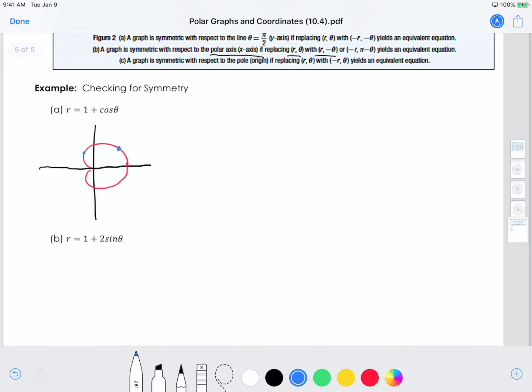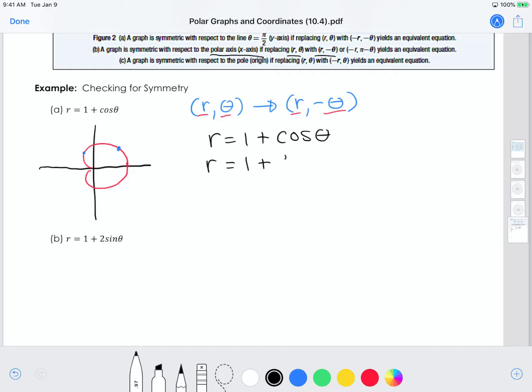So I'm going to take r, theta and replace it with r and negative theta and see if I get the same equation back. If you notice, r doesn't change, but I replace theta with negative theta. So I'm starting with the equation r is equal to 1 plus cosine theta, and I am going to replace theta with negative theta and see if I get the same thing back.